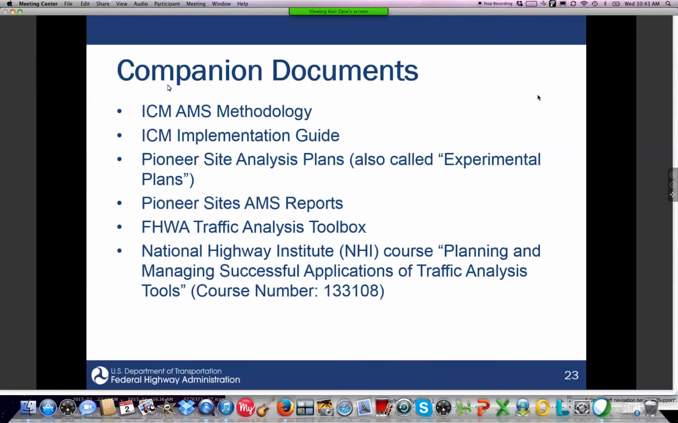And while it's not necessarily ICM specific, there's a lot of good information in the Traffic Analysis Toolbox that's out there, specifically dealing with traffic microsimulation, work zone analysis, DTA modeling. All of these things are useful information moving forward. And again, there is an NHI course out there on how to properly use the different traffic analysis tools, whether it be deterministic sketch planning all the way down through detailed microsimulation, how those different tools fit in and can be used.